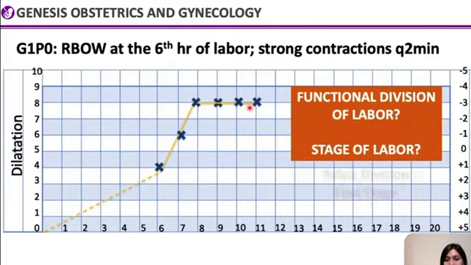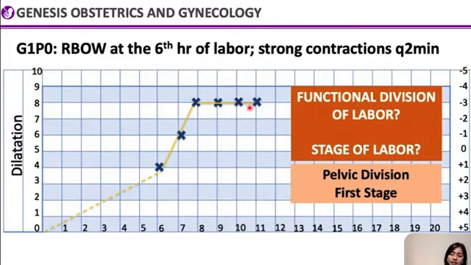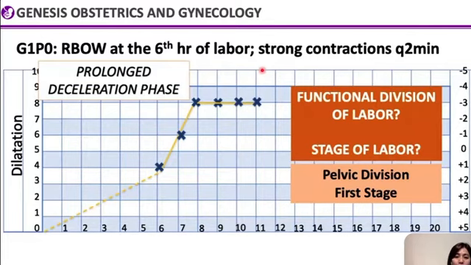So again, what is the functional division of this patient? It's the pelvic division. In terms of stage of labor, this is still the first stage. Why first stage? Because she is not yet 10 centimeters dilated. Right? The start of uterine contractions up to full cervical dilatation is your first stage. Okay? So just as I mentioned, this is a case of prolonged deceleration phase.